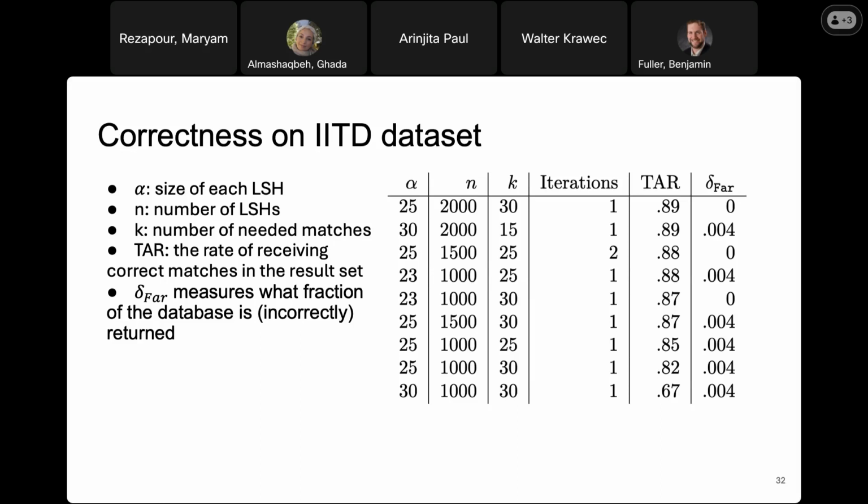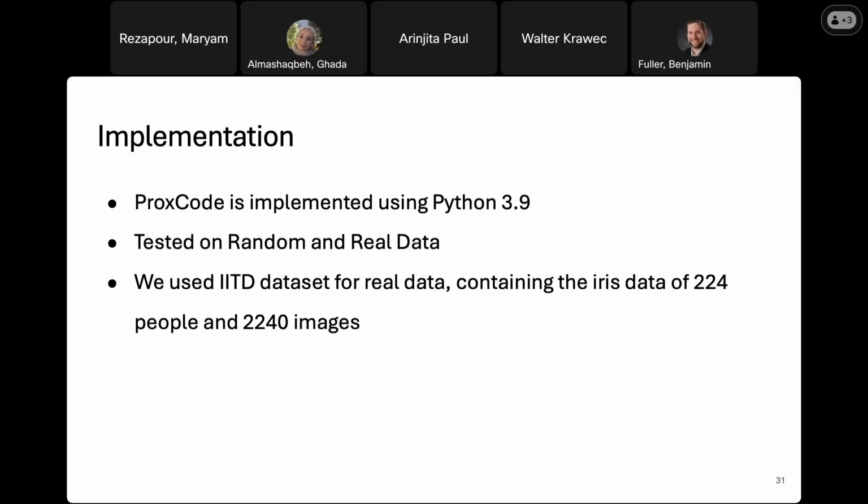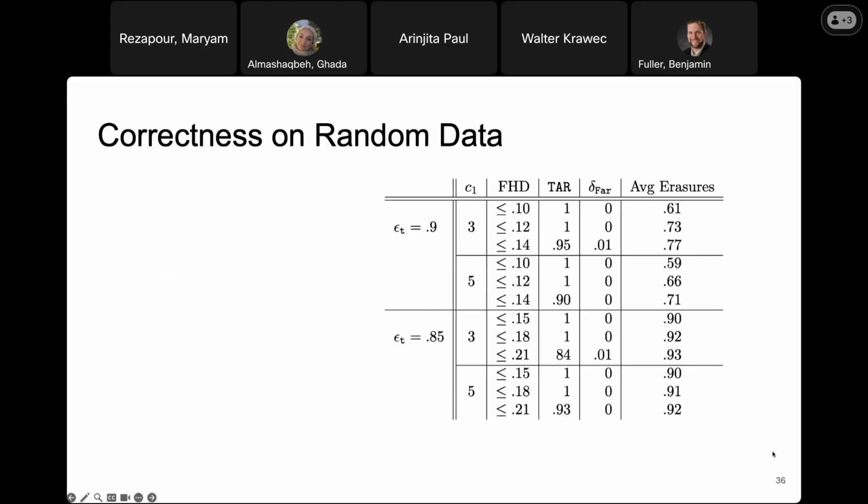And N is the database size you are searching with? No, N is the number of LSHs. The size of the database is 224, because this is the largest database size we have for the real data. But you've also tested on random data. Yes, so if I want to show you the correctness on random data, it's as follows. We tested on random data, on a database of 10 to the 4.